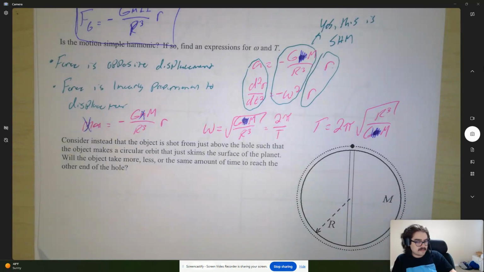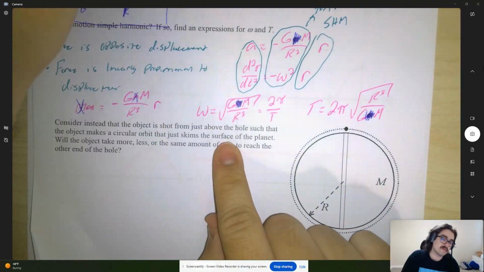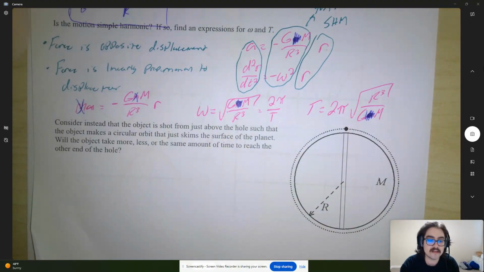Consider instead that the object is shot from just above the hole so that it makes a circular orbit that just skims the surface of the planet. So basically the radius of orbit is equivalent to the radius of the planet. Will it take more or less of the same amount of time to reach the other end of the hole?